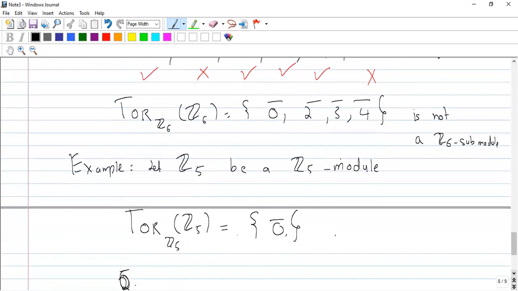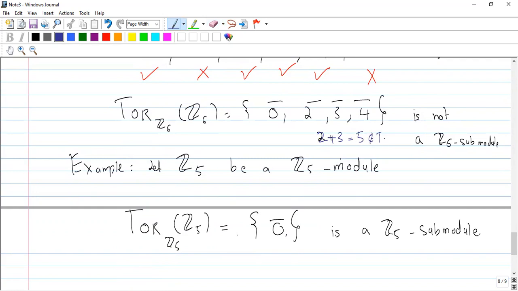मगर यहाँ पे आपको ये although trivial नजर आ रहा है, but this is a Z5 submodule. So Tor of M, when Tor of M is a submodule. यानी कि एक केस में Tor of M आपको submodule नजर नहीं आ रहा, because ये क्यों submodule नहीं है, because here if you add 2 with 3, you will get 5, which is not here.